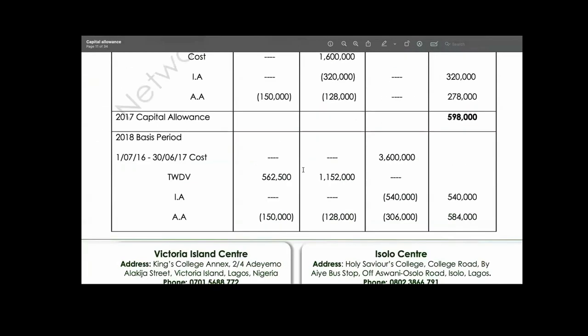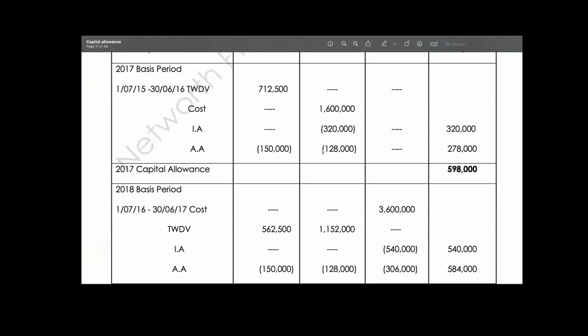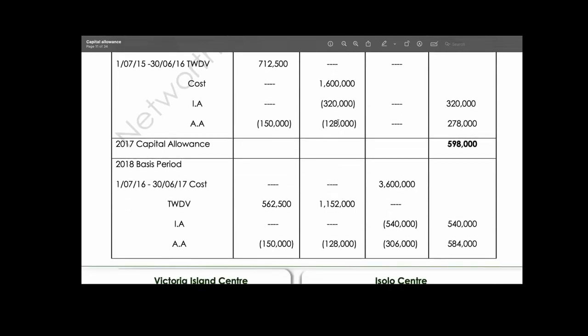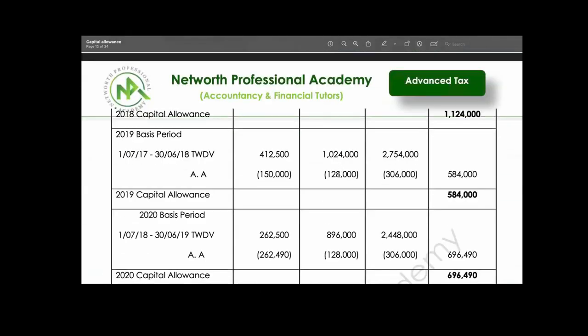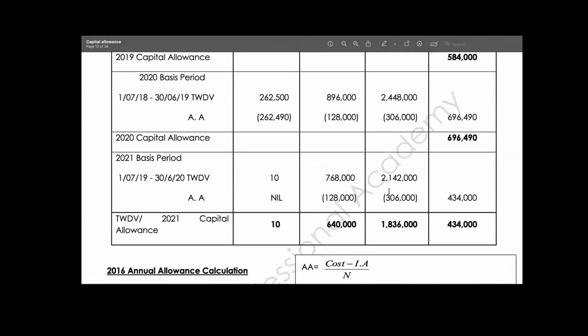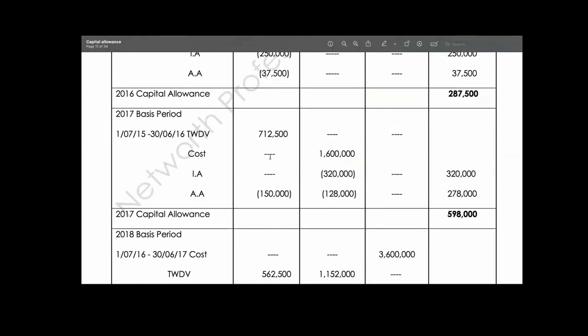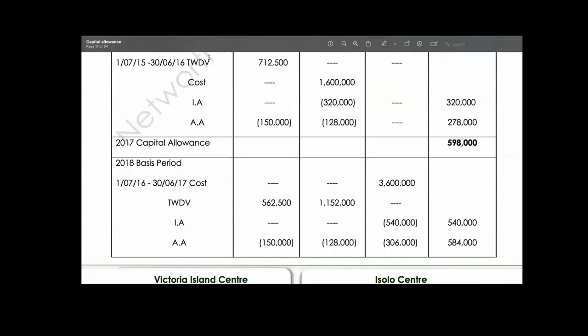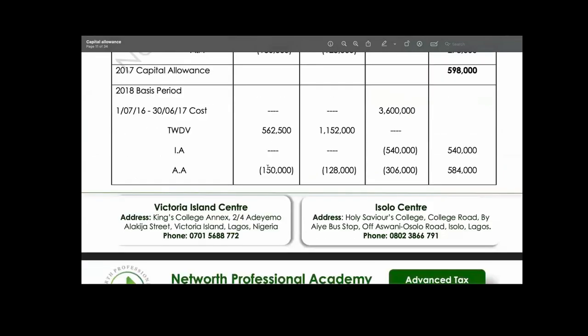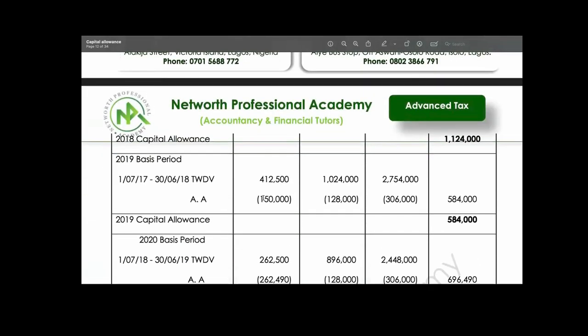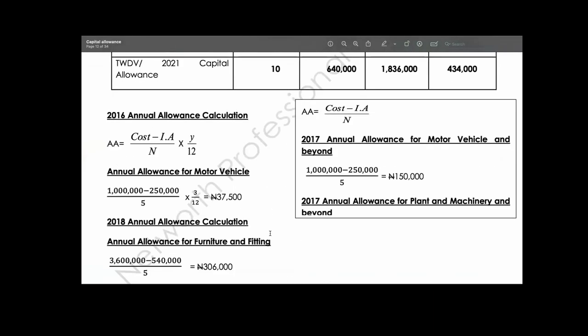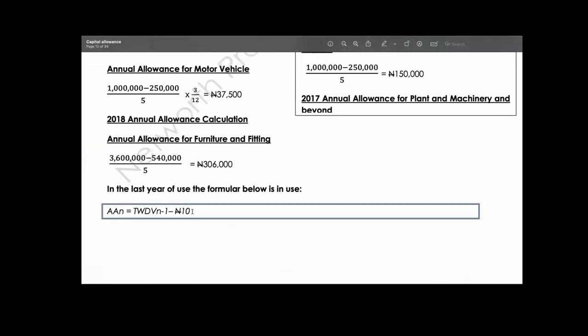When you notice what we have had here, you will notice the same constant pattern for annual allowance. I will charge annual allowance in the first year, so I will charge in the second year, third year, fourth year, fifth year. Do you understand me? But when you look at the annual allowance here, in the second and the third year, we have a constant pattern, which is 150, 150. You know how we got that 150. But this is the last year of use of this asset. In the last year of use, our annual allowance shall be equal to our tax written down value minus 10 naira.